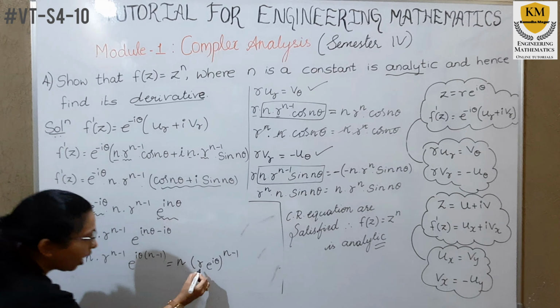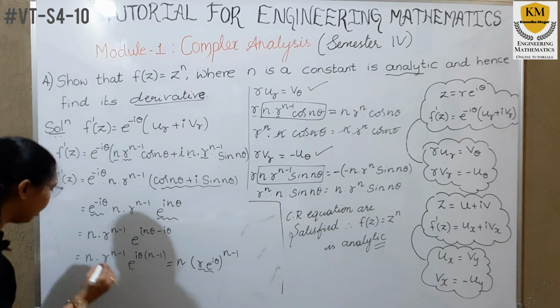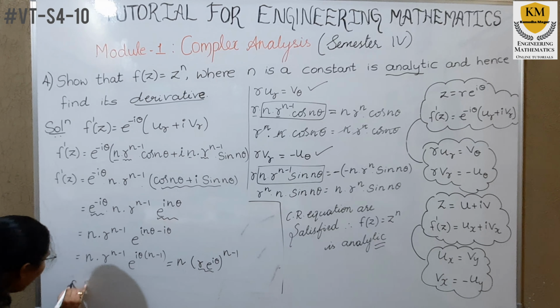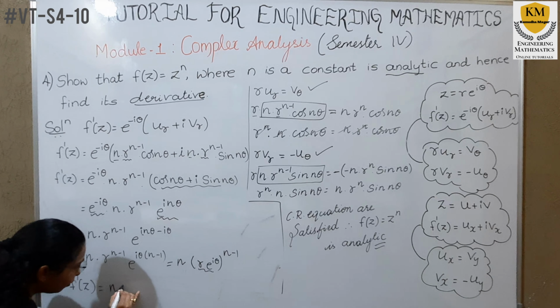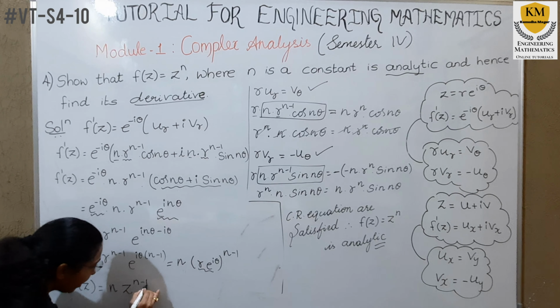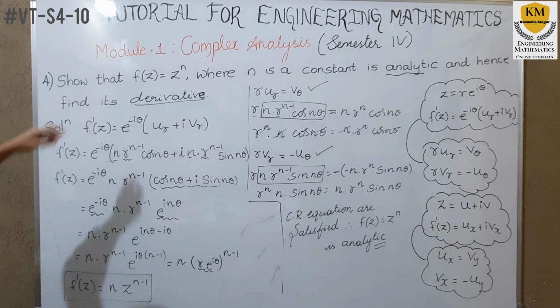Fine. What is this r into e to the power of i theta? I have considered this as z. So you can write this as f dash of z is equal to n into z to the power of n minus 1, which is the derivative of the function f of z is equal to z to the power n.